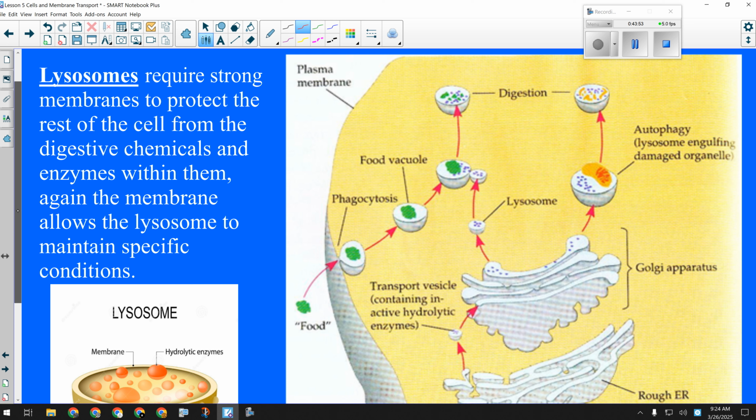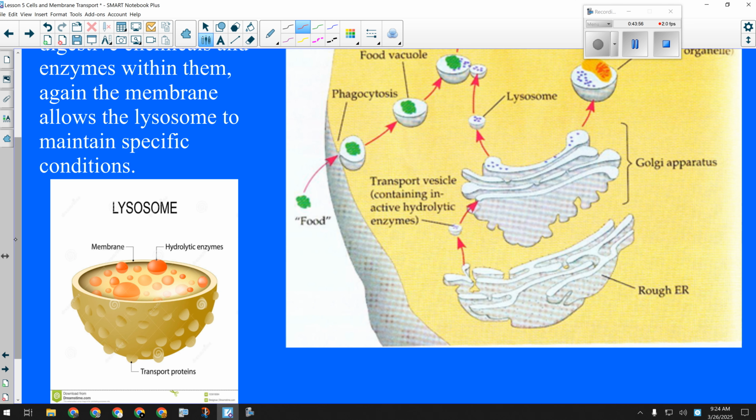Inside a lysosome, there's not much to them. They're just a bubble with a special membrane, and there are hydrolytic enzymes inside that do all the digestion. So lysosome, digest food. That's all we would need.